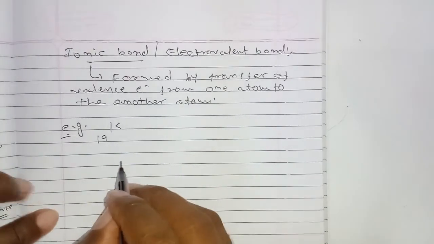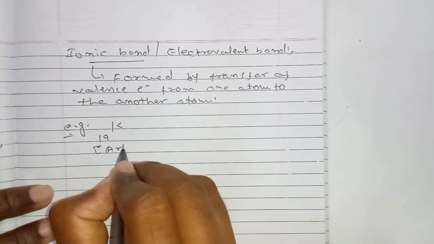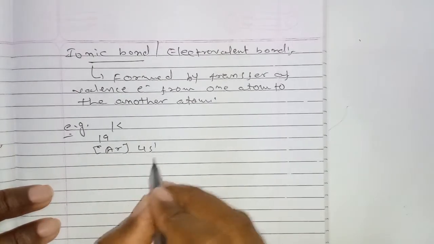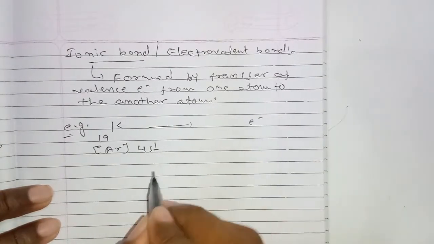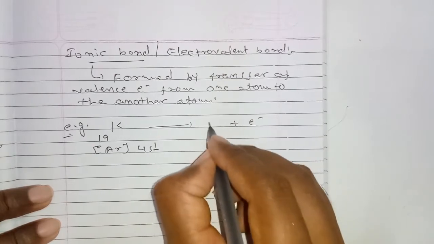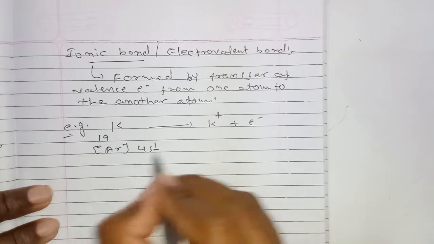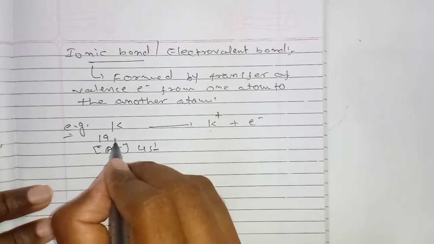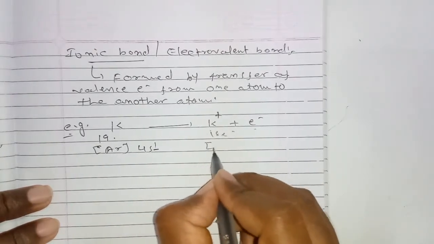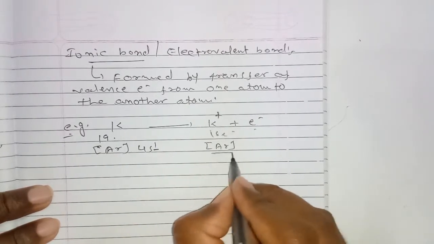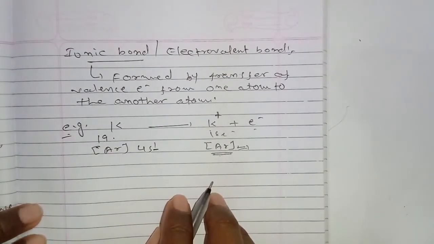For example, potassium has atomic number 19. Its electronic configuration is argon 4s1. To complete its octet, it loses one electron and is converted to the potassium ion. Now it has 19 minus 1, that is 18 electrons, an electronic configuration like argon, and argon is a noble gas.